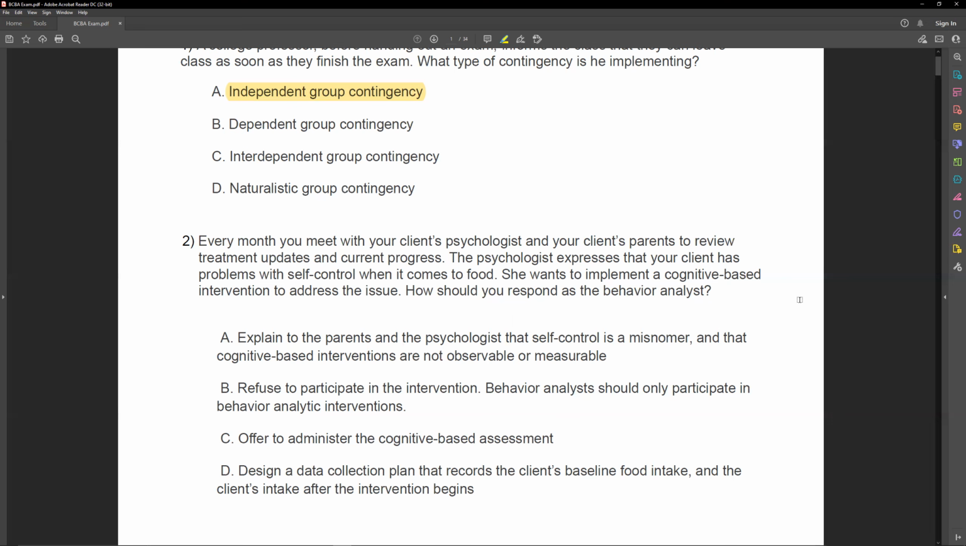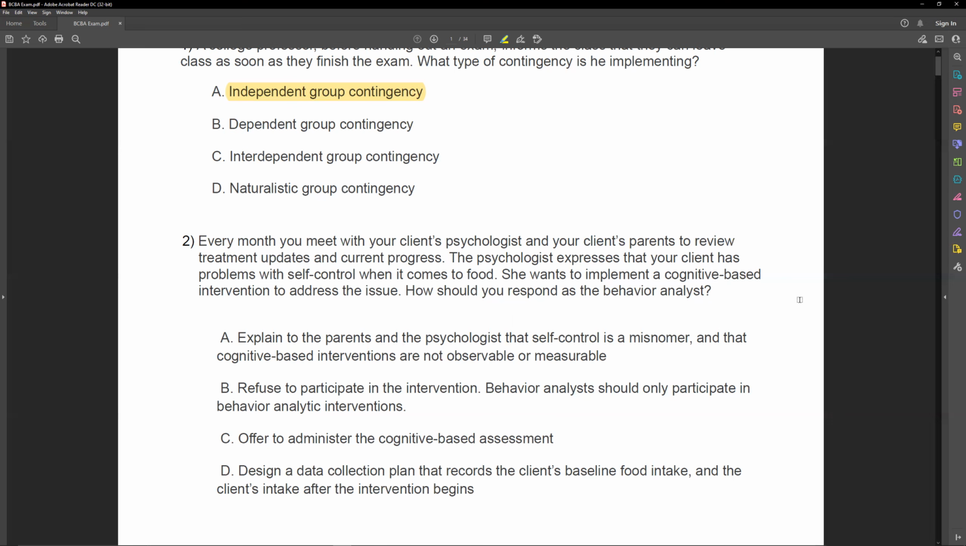The psychologist is still part of the team. The psychologist is still acting in her best knowledge, right? So she's implementing what she knows, okay? So explaining to her that she is wrong is not the best way to approach it. B, refuse to participate in the intervention. Behavior analysts should only participate in behavior analytic interventions. Okay, this is semi-right, right? Because you only want to act within your behavior analytic scope, okay? But we can participate in interventions and support these interventions using our knowledge, right? So we shouldn't refuse to collaborate and work with another member of the team. We should try to offer our support and help in a behavior analytic way.